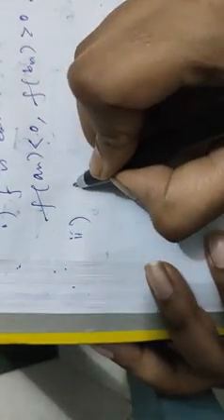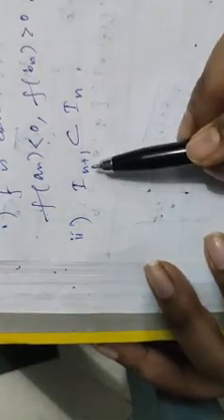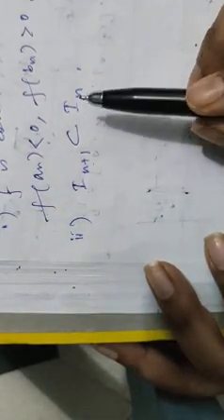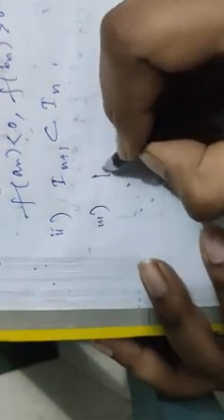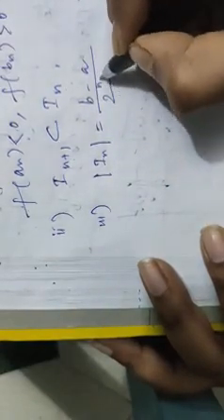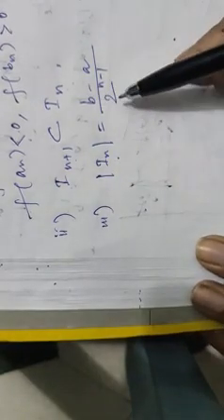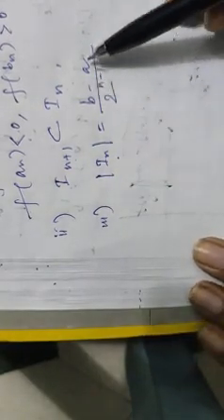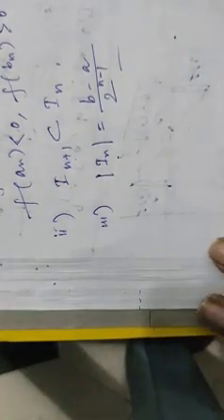Number 2, In plus 1 is a subset of In, that is I2 is a subset of I1, then I3 is a subset of I2 which is a subset of I1, and so on. And number 3 is the length of In is (b minus a) by 2 to the power n minus 1, because the length of I2 was (b minus a) by 2, then I3 is (b minus a) by 2 square, and so on. So the length of In is this.